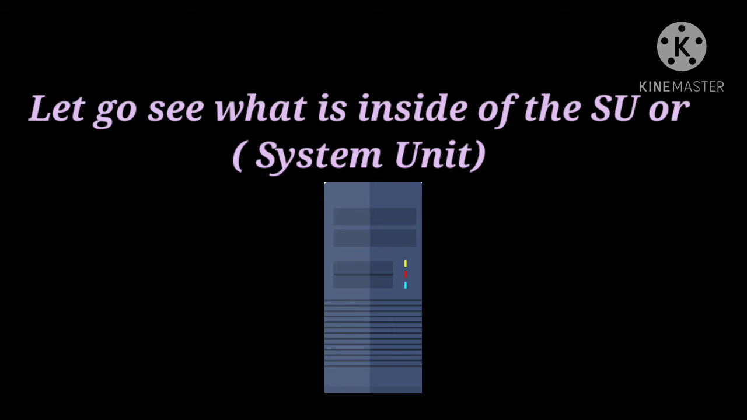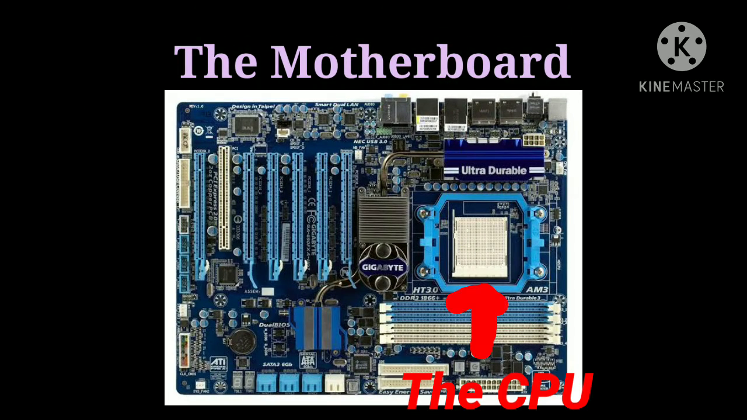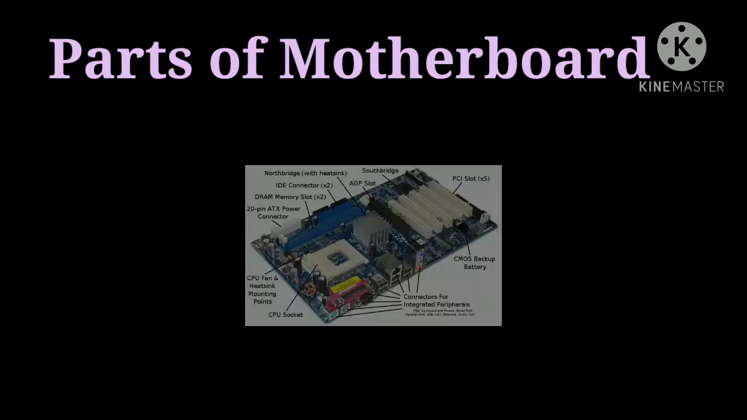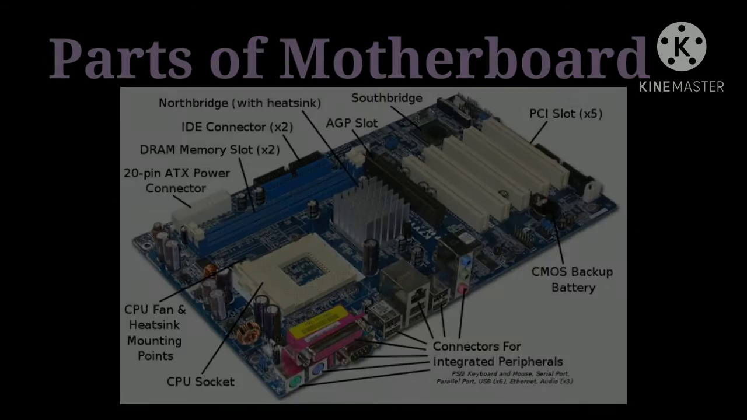So let's go see what is inside of the ACU or the system unit. The motherboard. This is where we can find the CPU or the central processing unit. So I'm going to introduce to you the different parts of the motherboard. We can see the PCI slot, CMOS backup battery, the connectors for integrated peripherals, CPU socket, CPU fan and heatsink mounting points, 20-pin ATX power connector, the DRAM, memory slot, IDE connector, north bridge, AGP slot, and the south bridge.